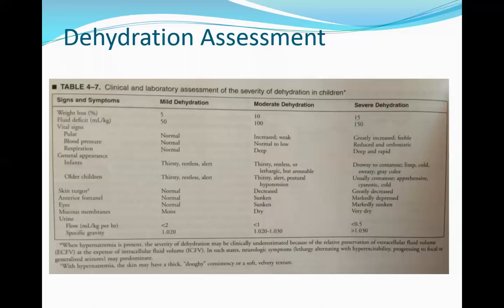In cases of severe dehydration, patients can lose up to 15% weight loss, have 150 milliliters per kilo fluid deficit. For vital signs, the pulse may be greatly increased and feeble, blood pressure reduced and orthostatic, and respirations deep and rapid. Infants can appear drowsy to comatose, limp, cold and sweaty, and a gray color. Older children are usually comatose, apprehensive, cyanotic, and cold. Skin turgor greatly decreased, anterior fontanelle markedly depressed, eyes markedly sunken, and mucous membranes very dry, with an even greater decrease in urine flow to less than 0.5 milliliters per kilo per hour, with an increased specific gravity.